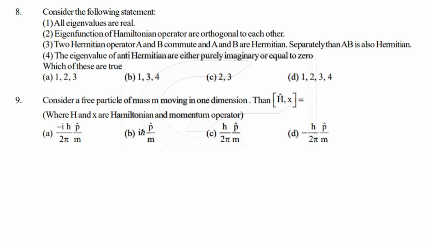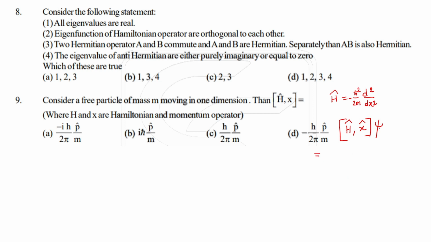Consider a free particle of mass m moving in one dimension. So the Hamiltonian is minus h cut square by 2m d square by dx square, right? And as they are saying free particle, there is no potential. So this is your Hamiltonian, and x is x. So you take h and x, and operate it on a psi. This is actually the correct way to do this.